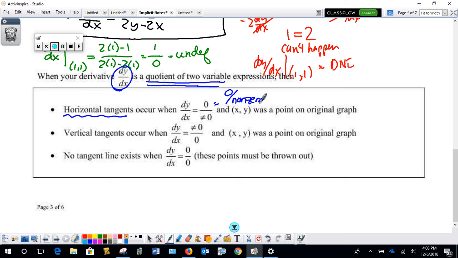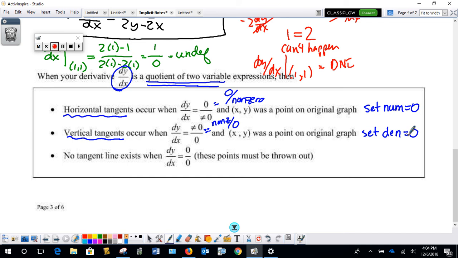So you look at the top of the fraction to determine when you have horizontal tangents. You set the numerator equal to 0. To figure out where you have vertical tangent lines, that's where your slope is undefined. Your slope is going to be undefined when you have a division by 0. However, notice it's not just division by 0, you're looking at the non-zero over 0 case. So you're going to set the denominator equal to 0.